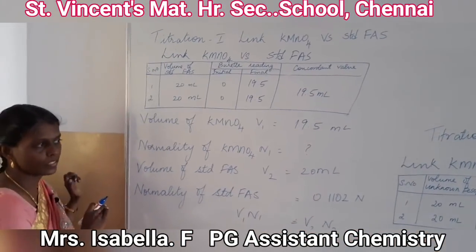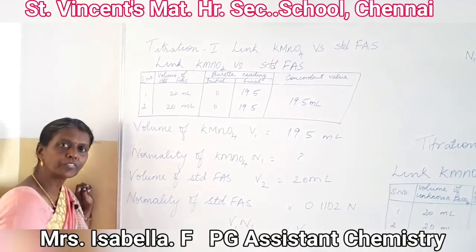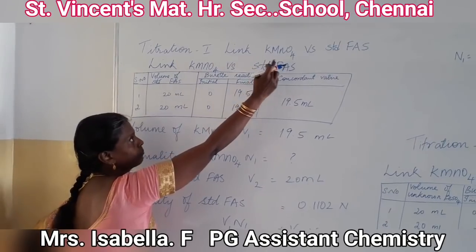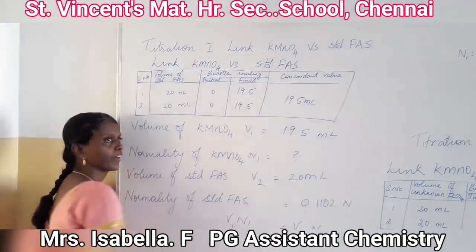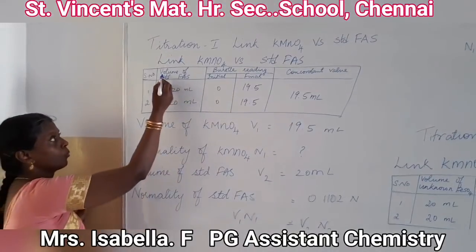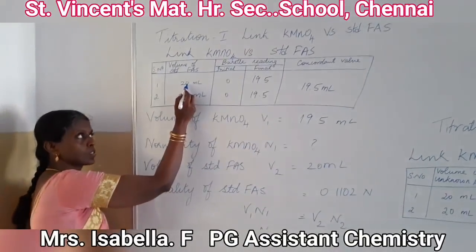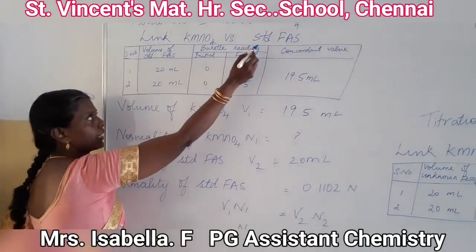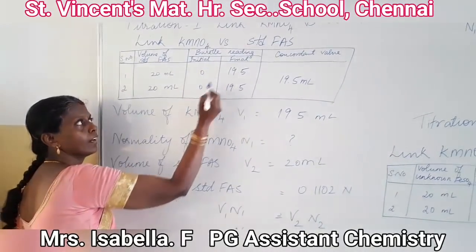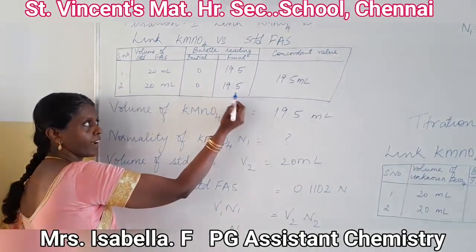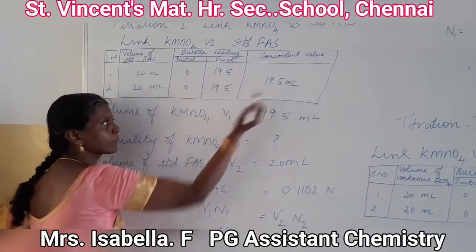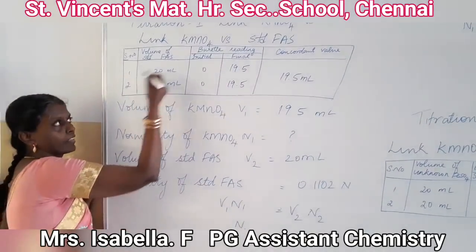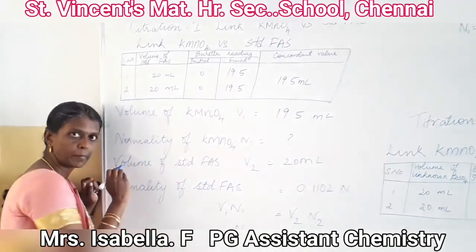Let us now see the calculations, how we are going to determine the normality of the unknown solution. Now titration 1, we had done link potassium permanganate versus standard ferrous ammonium sulphate. So the volume of standard ferrous ammonium sulphate is 20 ml, which is your pipette solution volume. The burette reading initial value is 0 ml, the final value is 19.5, and hence we have the concordant value 19.5. So this is what we mean by concordant. The first and the second values both should be the same.